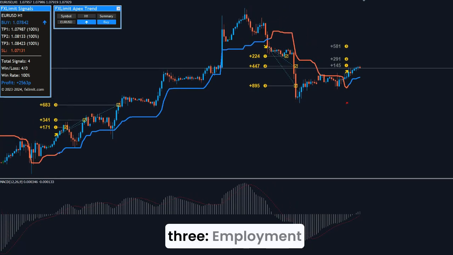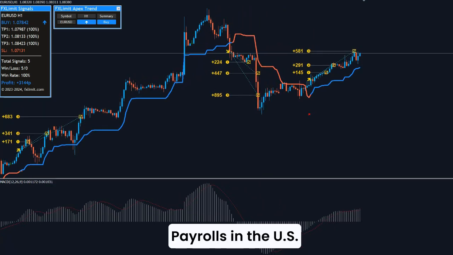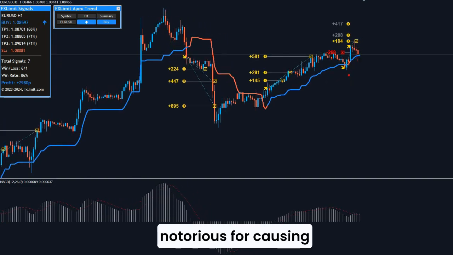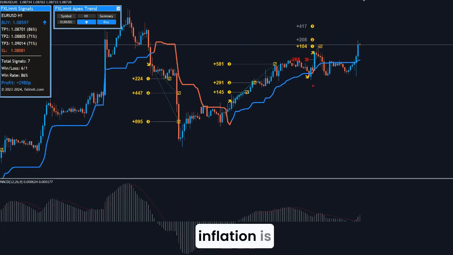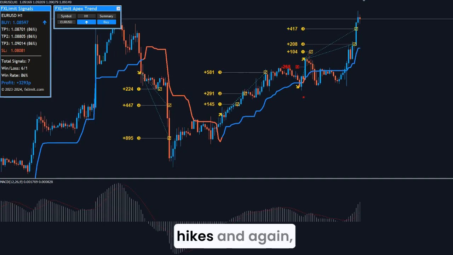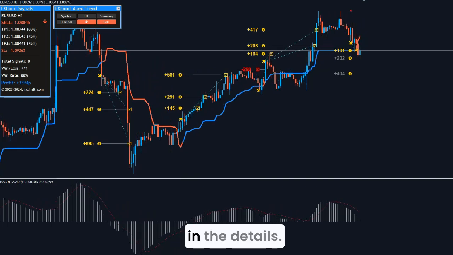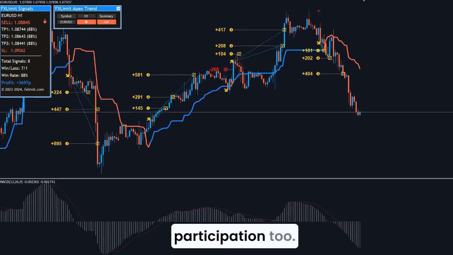Coming in at number 3, employment data, particularly the non-farm payrolls in the US. This is released monthly and is notorious for causing huge price swings. A strong jobs report can indicate inflation is coming, which may trigger rate hikes, and again, that's bullish for the currency. But the devil is in the details. Look at wage growth and labor force participation too.